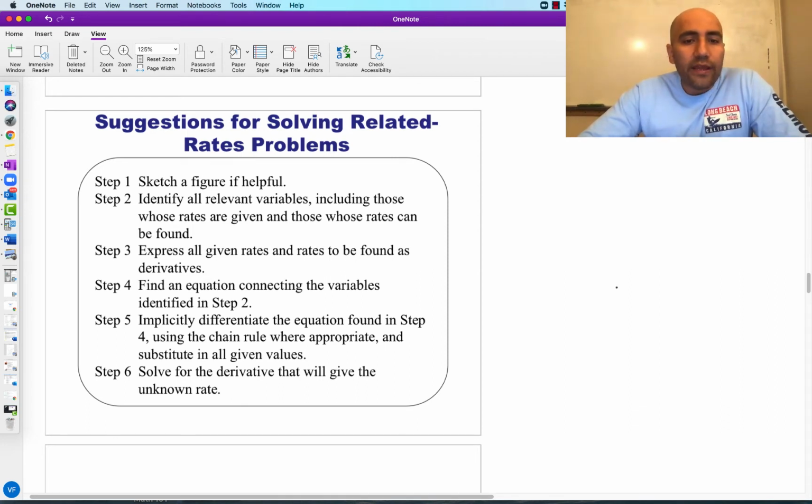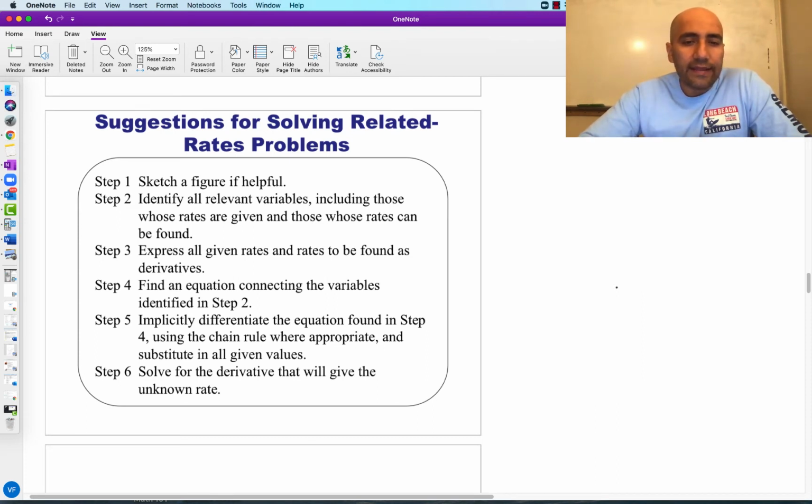Express all the given rates and rates to be found as derivatives. Be careful with which variable you want to take the derivative of with respect to which variable. Time is often a very popular variable to use, but that's not always the case, so be careful. Again, experience will help with that.